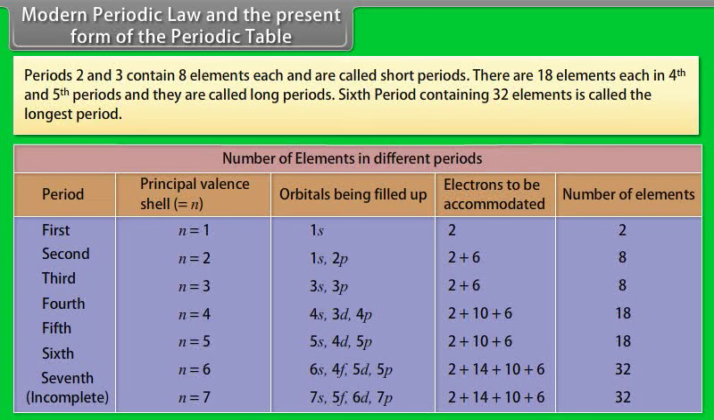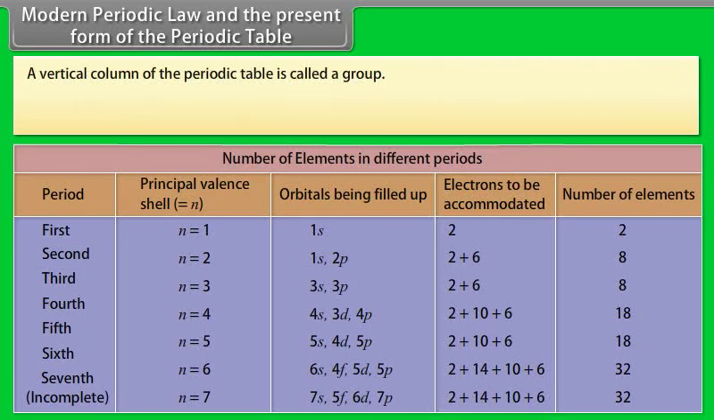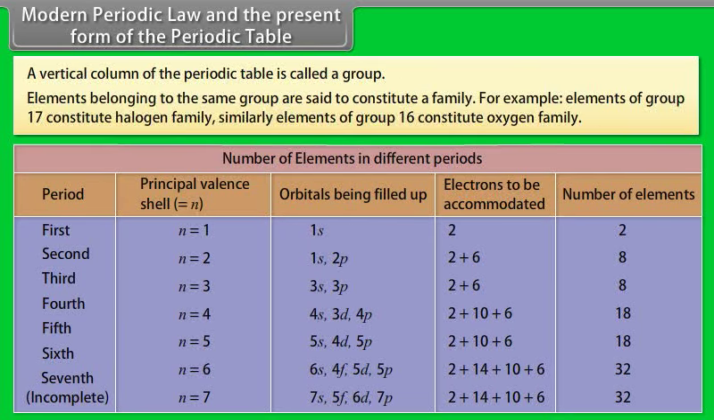Periods 2 and 3 contain 8 elements each and are called short periods. There are 18 elements each in the 4th and 5th periods and they are called long periods. The 6th period, containing 32 elements, is called the longest period. A vertical column of the periodic table is called a group. Elements belonging to the same group are said to constitute a family. For example, elements of group 17 constitute the halogen family. Similarly, elements of group 16 constitute the oxygen family.